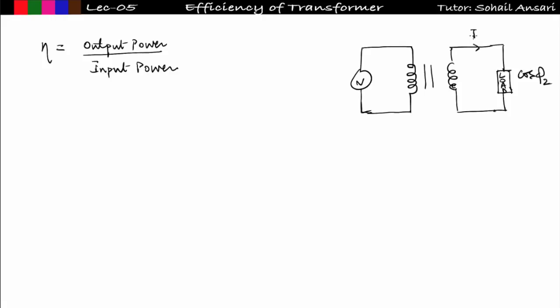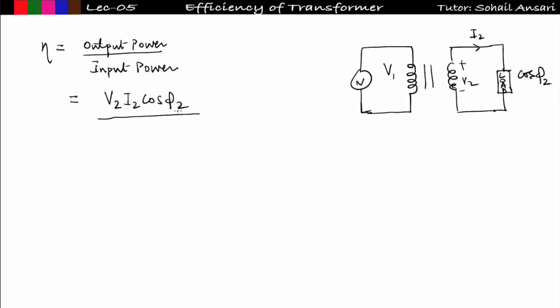Here I2 current is flowing, this is V2 and this is V1. So what will be the value of output power? Output power is given in watts, that is V2 I2 cos phi 2. I can write it like this: the active power drawn by the load is V2 I2 cos phi 2.